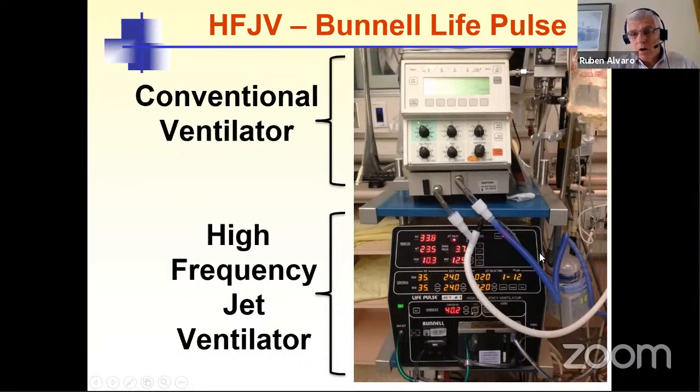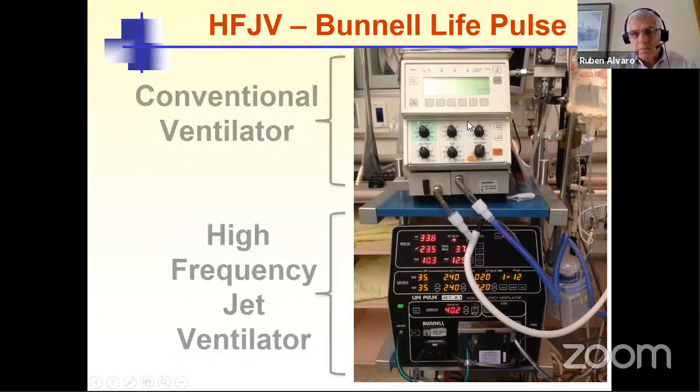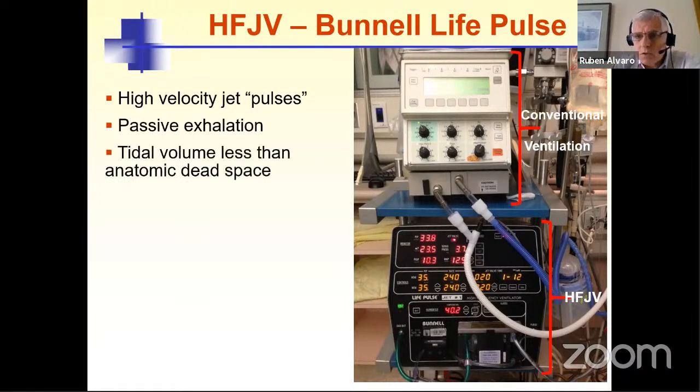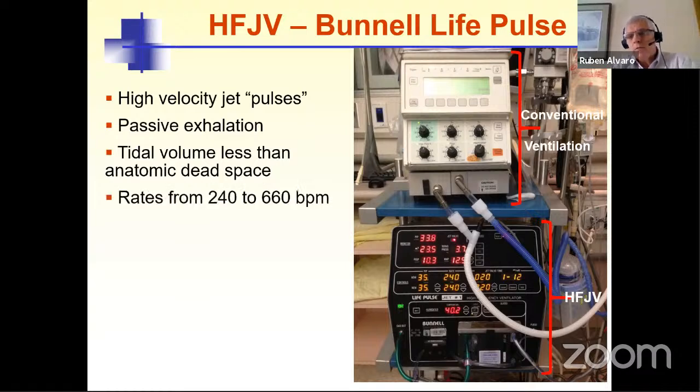So usually you have the jet on the bottom and the conventional ventilator, any regular conventional ventilator, on the top, okay? As I said before, the jet works delivering very high velocity jet pulses through a small catheter. It has passive exhalation, so there is no sucking of the air out of the lungs. Again, similar to the oscillator, it uses very tiny volumes, less than anatomic dead space. The rates are a bit slower than the oscillator and are measured in breaths per minute, not in hertz. They go usually from 240 to about 660, although we never use a frequency more than 400, 420. We never go lower than 240.